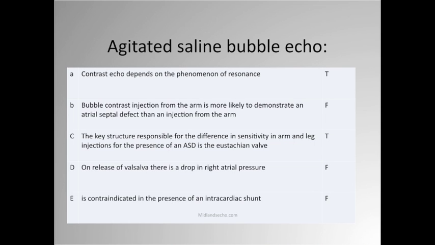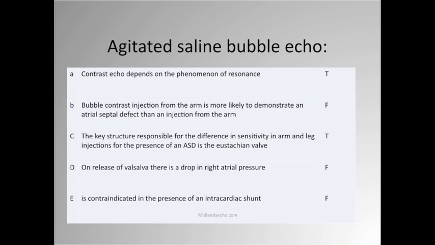Agitated saline bubble echo depends on the phenomenon of resonance. That's true, we said that's how it works. Bubble contrast injection from the arm is more likely to demonstrate an atrial septal defect than injection from the leg, that should say. That's false. If you inject from the leg, question C tells you why. The blood comes up the IVC, hits the eustachian valve. Remember, the job of the eustachian valve in the fetus is to push the blood towards the foramen ovale. So if there's an ASD, you'll be pushing it towards the hole. So it's likely to be a better test, and there's data to show it is a better test.